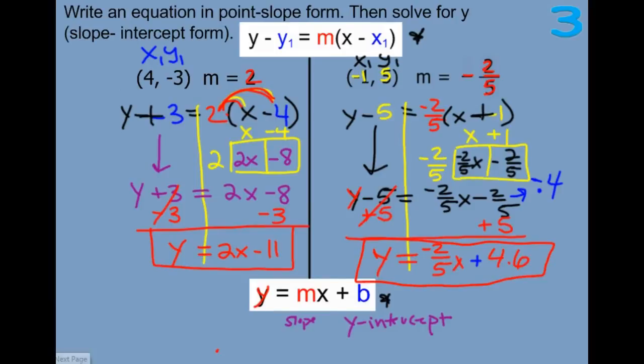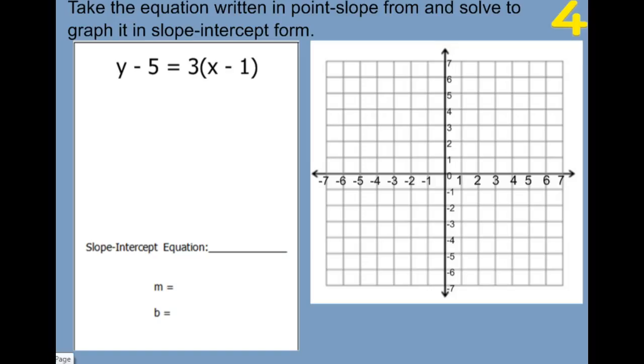Alright, let's go over to the next slide. Now we have an equation that's already written in point-slope form. It says take the equation written in point-slope form. That's this form, y minus y1 equals our slope, x minus x1. They already plugged in the numbers. All we have to do is solve it to get slope-intercept form, or y equals mx plus b. Remember, slope is m, intercept is b. And then graph it.